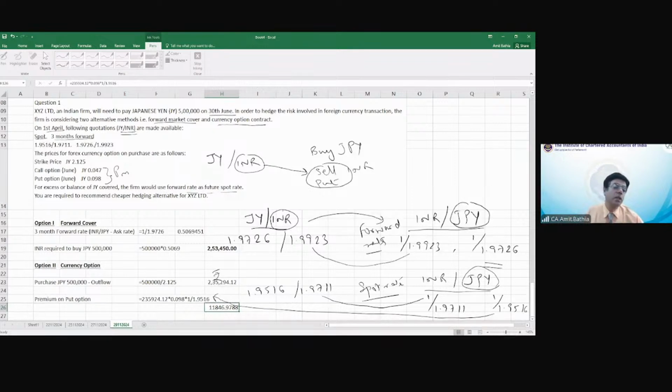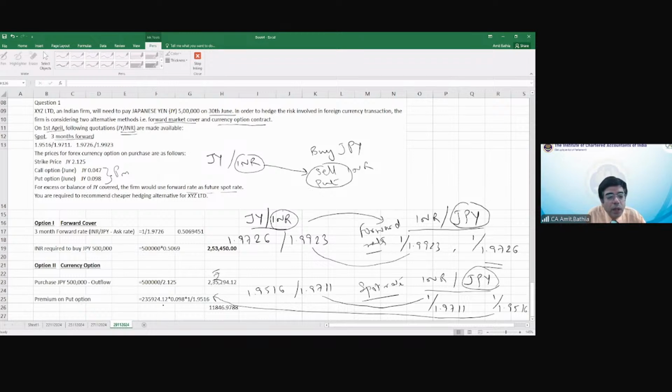Okay. Once again, we repeat once again. So my rates are given to me, Japanese yen to INR, spot rates. These are spot rates. Are you all clear with that? Yes, sir. Is the conversion understood? How we converted these rates, which was Japanese yen to INR, into INR upon Japanese yen. Is that understood by all? Yes, sir.